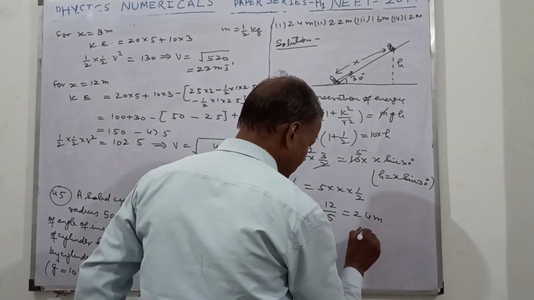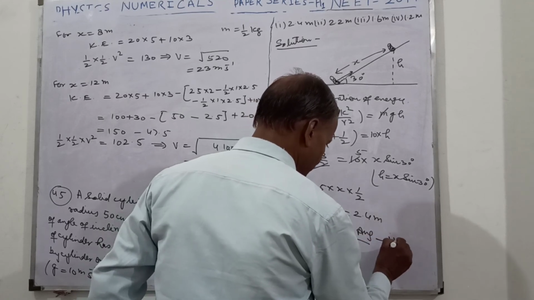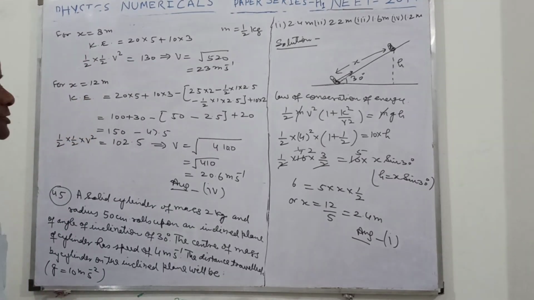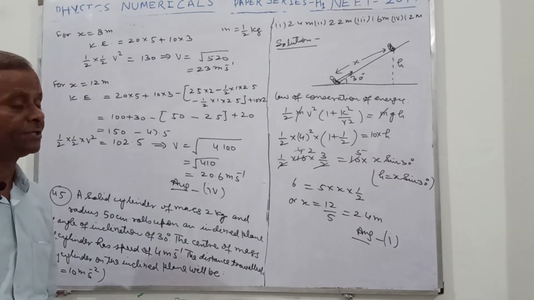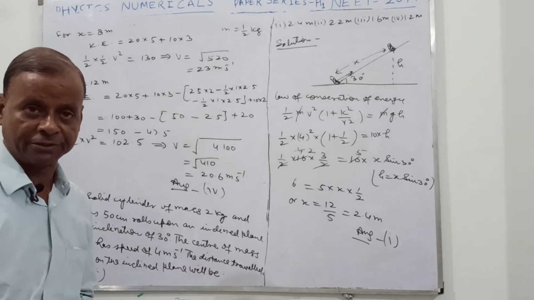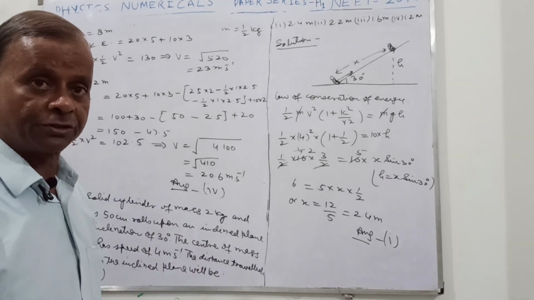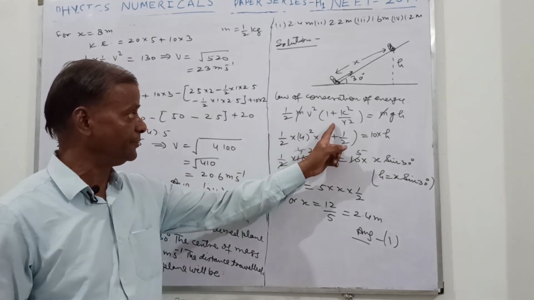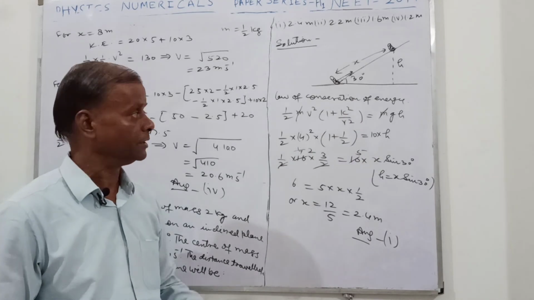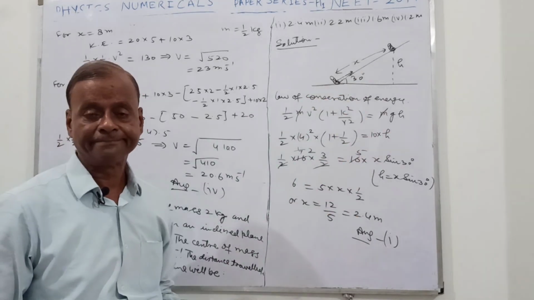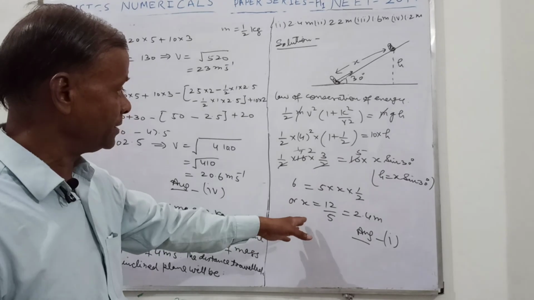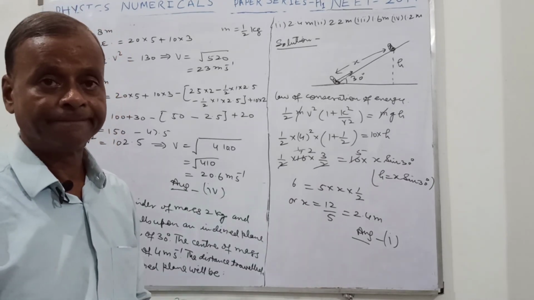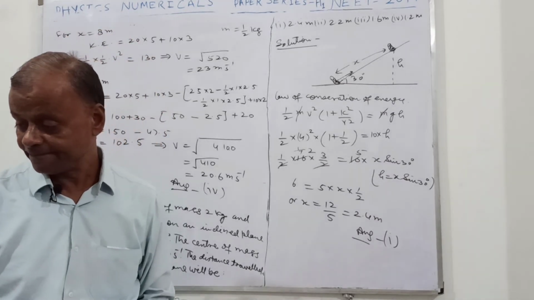So we have answer first. This is the correct answer. Just to apply the law of conservation of energy, keep in mind that the cylinder is rolling, so it has both the motions, translational and rotational. So total energy is equal to half mv square into 1 plus k square upon r square. This must be equal to mgh. Then you just calculate and find this value x, that is 2.4 meter.